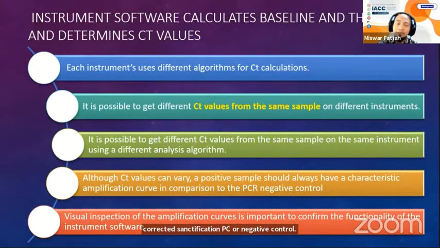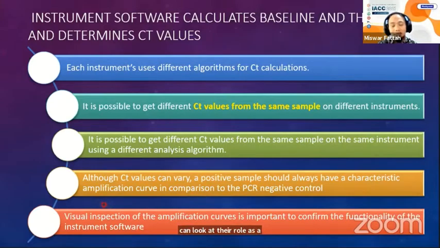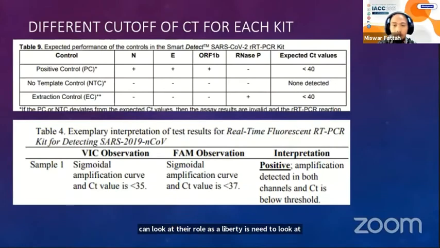That is why looking at the amplification curve is very important, because some instruments are like a black box, so the laboratory needs to look at the amplification curve. And because each reagent or method has a different cutoff, some laboratories use a 35 cutoff. Some methods use a 37 cutoff or a 40 cutoff.